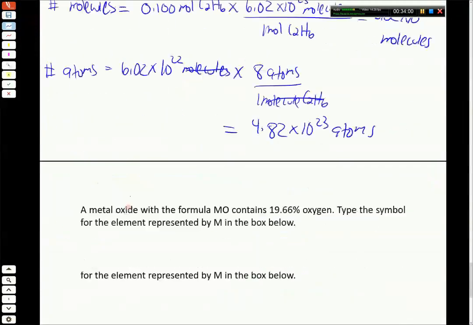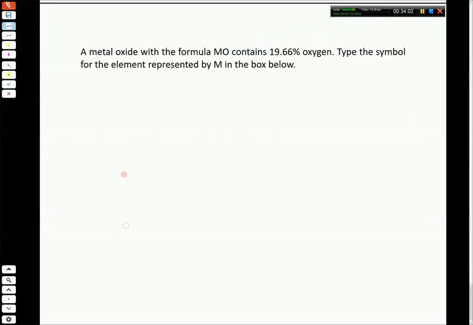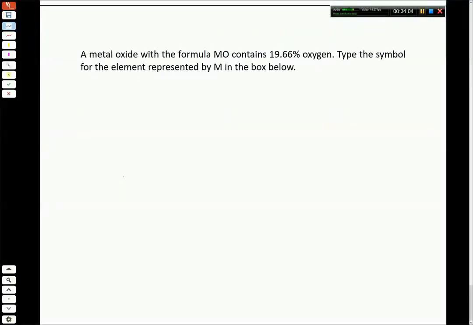Alright, this last one was a little different, and I had a lot of questions on this one throughout the week as well, although it seemed like we did okay on the homework assignment, but I do want to cover it. So we have a metal oxide with formula MO, which contains 19.66% oxygen. We want to type the symbol for the element represented by M.